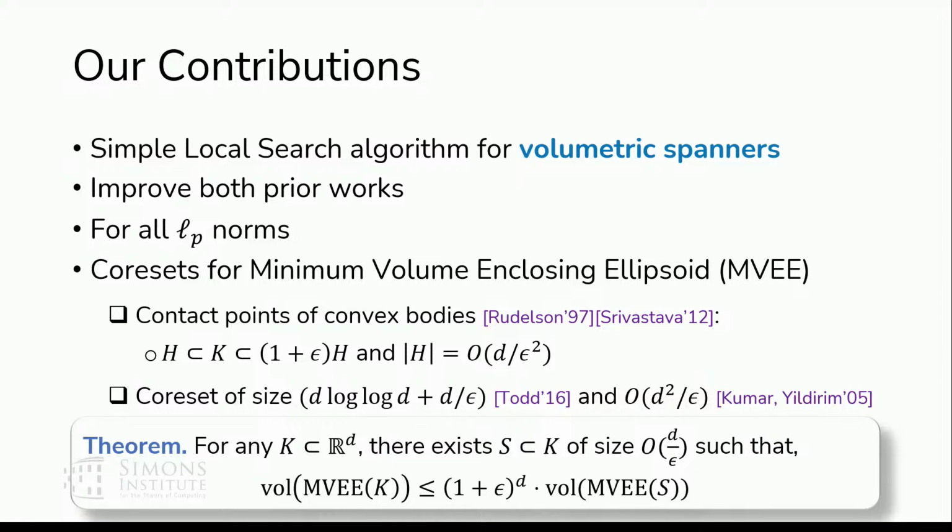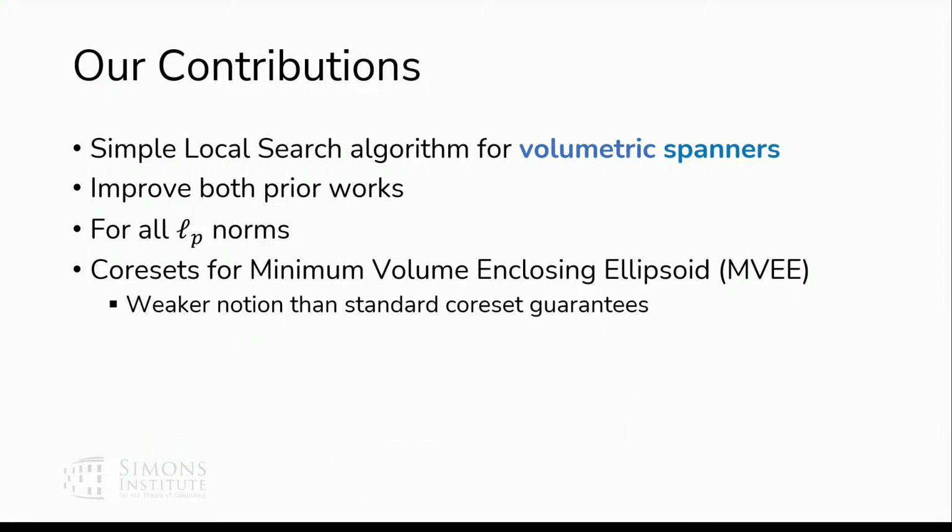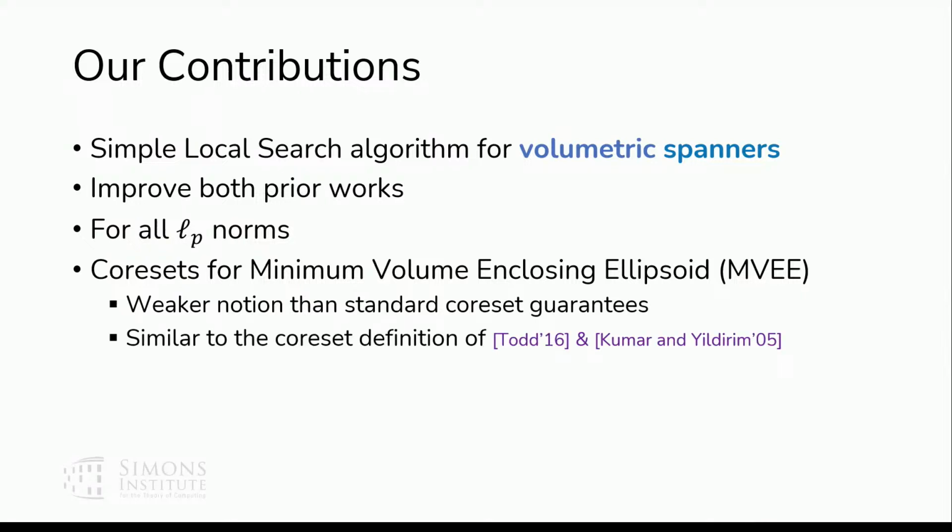No, it's stronger, right? It's basically saying that if you look at the MVEE and just scale it by 1 plus epsilon, it will contain K. But our result can only compare the volume. It doesn't give that strong a condition. So this is a weaker notion compared to the contact points, but it's exactly the coreset definition used by Todd and the prior work, and for them it was enough to get the volumetric spanner guarantee.